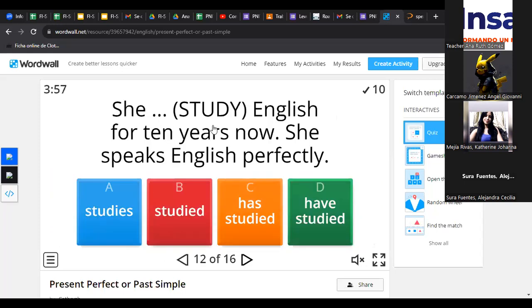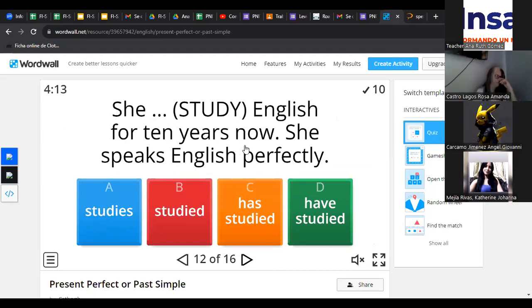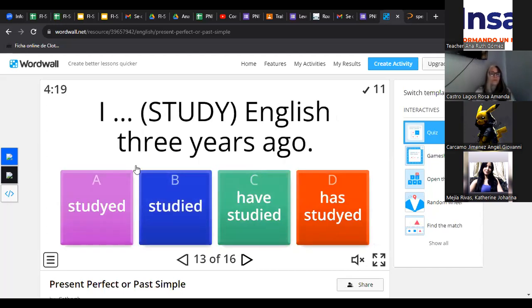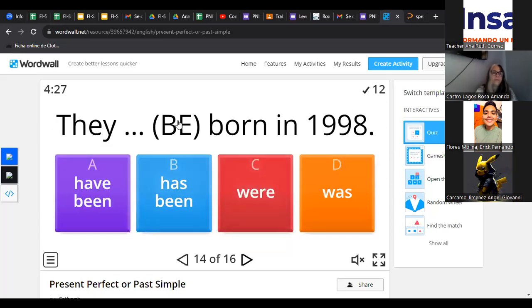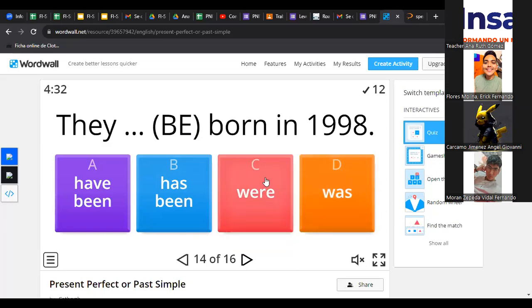All right. The next one: she speaks English perfectly, for 10 years now. Letter C, has studied. Exactly. Okay, because we have for, all right? This expresses period of time. Yes. 10 years is a period of time, okay? 3 years ago. I studied English 3 years ago. Exactly, letter B. All right, what about this one? They were born in 1998. Excellent.